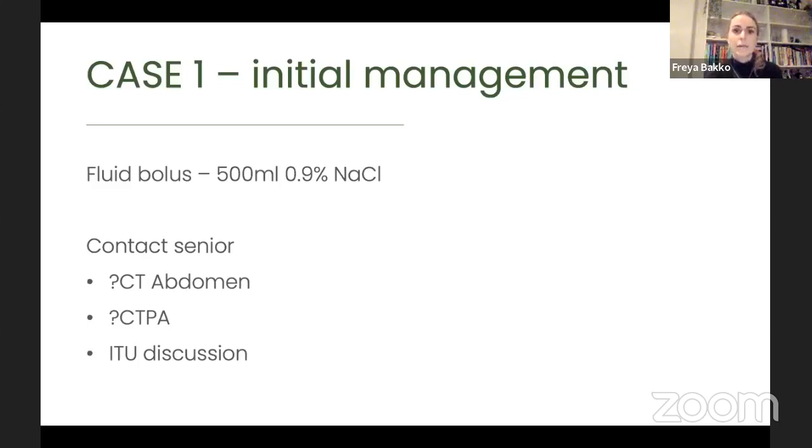It's also important at this point, when you speak to your senior, to consider whether to discuss the case with ITU. If this patient is having some sort of reaction to anaesthetic, or they're having bleeding that is going to require reoperation, it might be worth speaking to ITU and alerting them of the patient, and you might want to request bed space for the patient post-operatively.